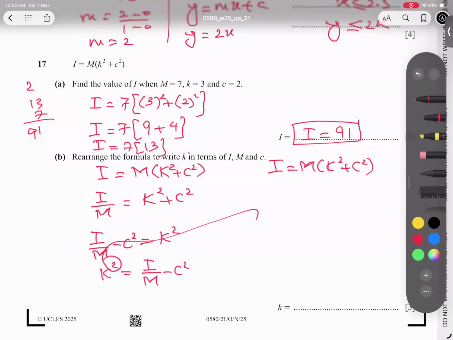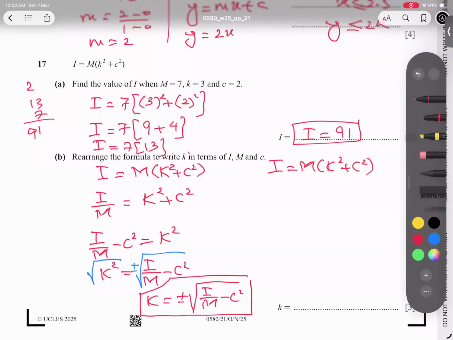Now, how to get rid of this power 2? Take a root of both sides. When I take a root of the left side, it becomes this, the right side becomes this, and plus minus is compulsory. And this is my answer number one. So this is done. Alhamdulillahi Rabbil Alameen.